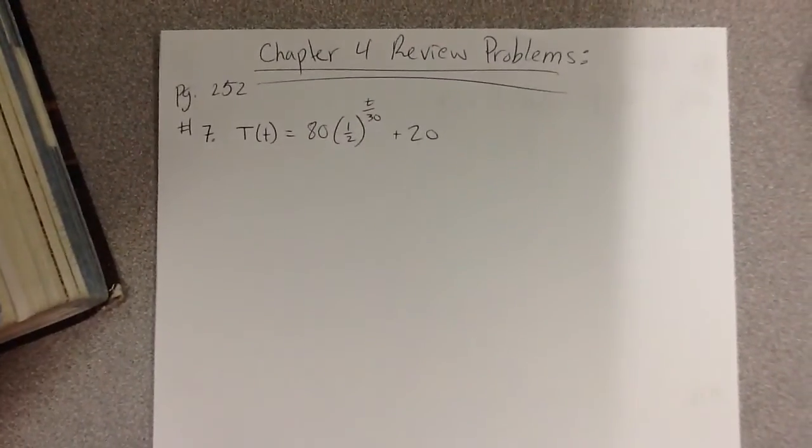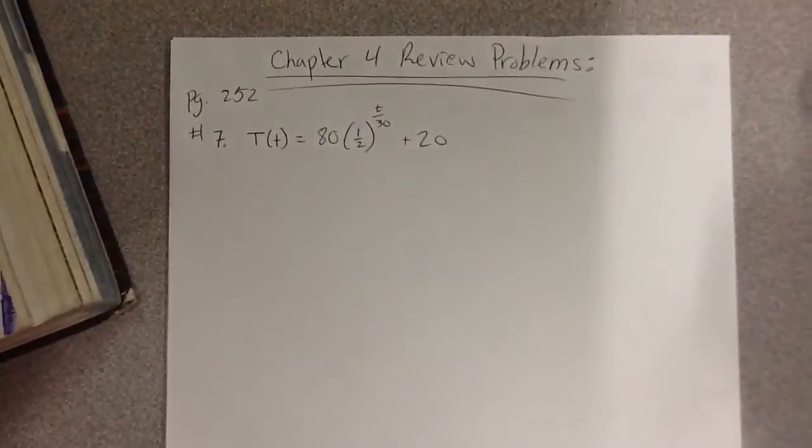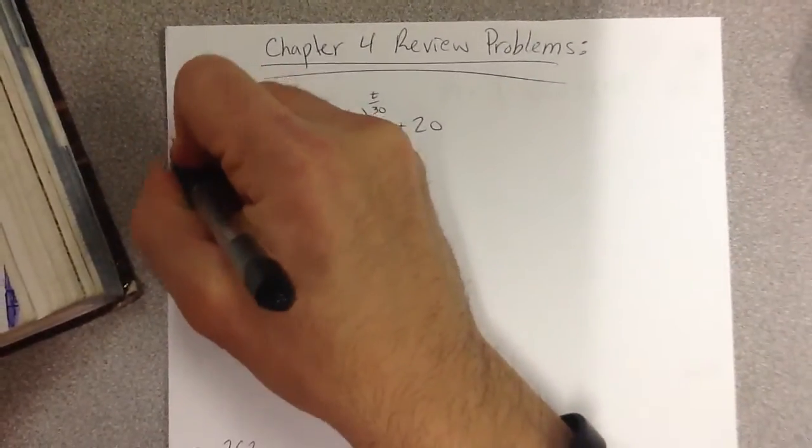Okay, so let's take a look at some Chapter 4 review problems. I'm going to first take a look at page 252, question number 7. This is a communication problem.